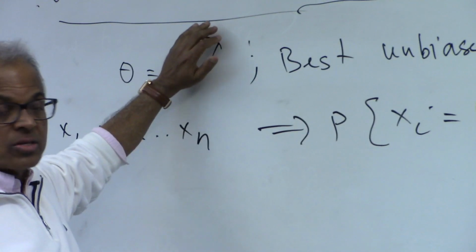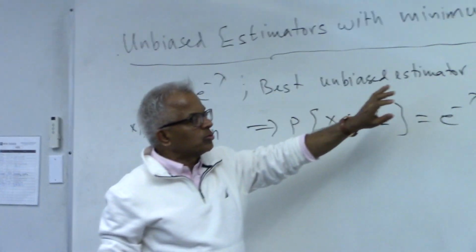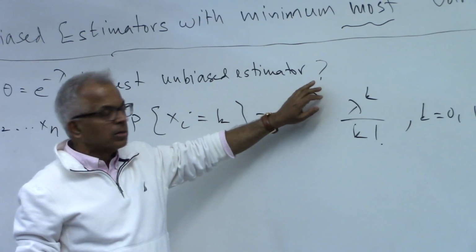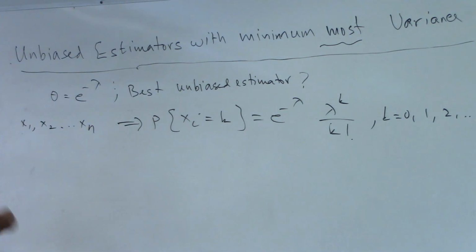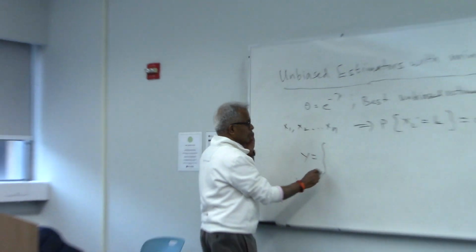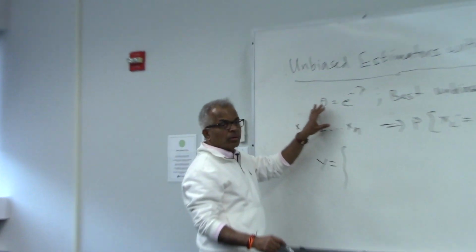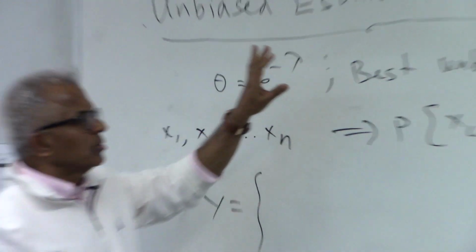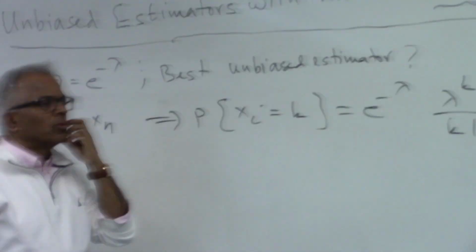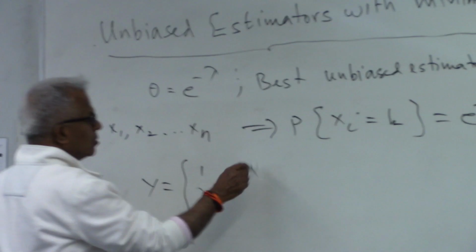See, you are interested in e raised to minus lambda, and I also see e raised to minus lambda here. But then I have all this garbage. So anybody? Remember, the estimator has to be based on the data, not based on that. But this, together with this, should give you the following clue.